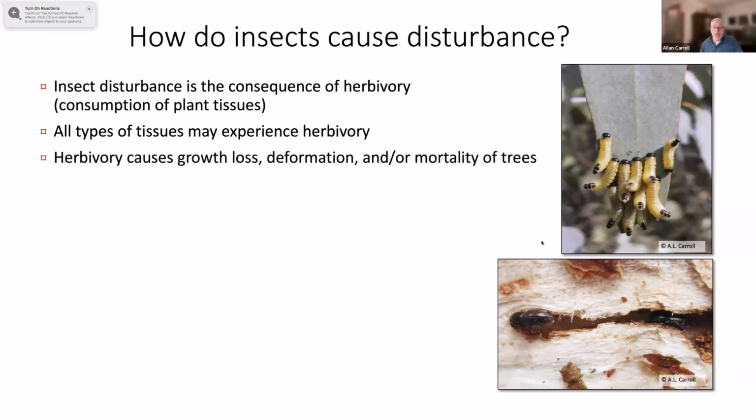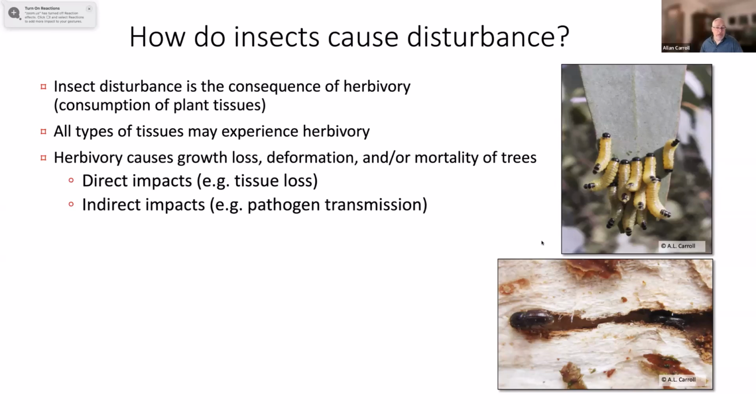Now, what happens though in the case of herbivory, and this is where we get to this disturbance point, is that there may be growth loss, there may be a deformation of the way in which the tree grows, or there could be whole-scale mortality of one or more trees. The direct impacts usually come about as tissue loss, or perhaps indirect impacts if you have, for example, a pathogen that's been transmitted by an insect.